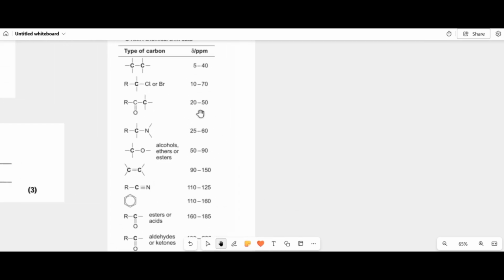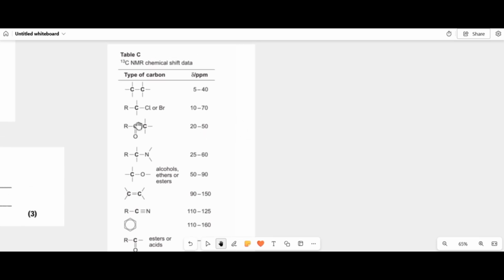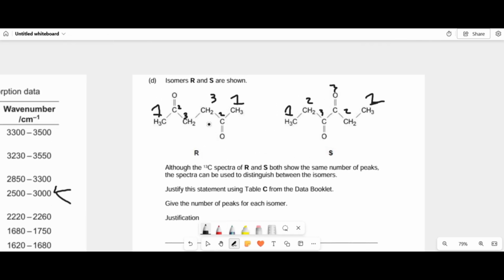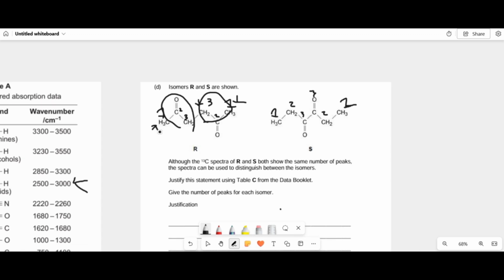In the 20 to 50 range, we have that RCOCH kind of group, yeah? Now, if you think about this, how many do we have over here? Here we've got 2. We've got this one here, and we've got this one here. And that's going to be mirrored. 1, 2, and 1, 2 are exactly the same. So we've got 2 different leading groups there, 2 different peaks here. Do you get that? So R has 2 peaks. It has the peak there, and the peak there, and this is repeated.